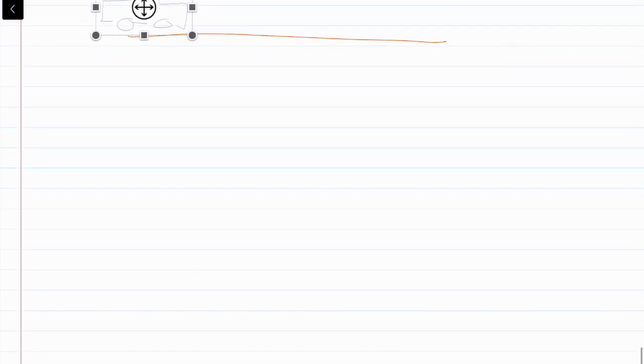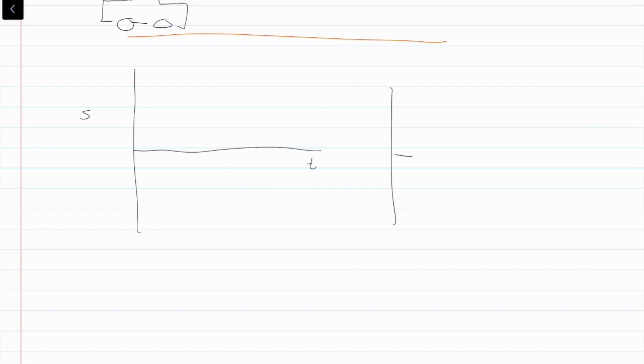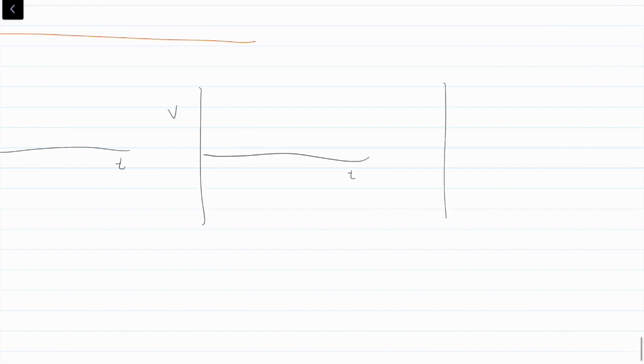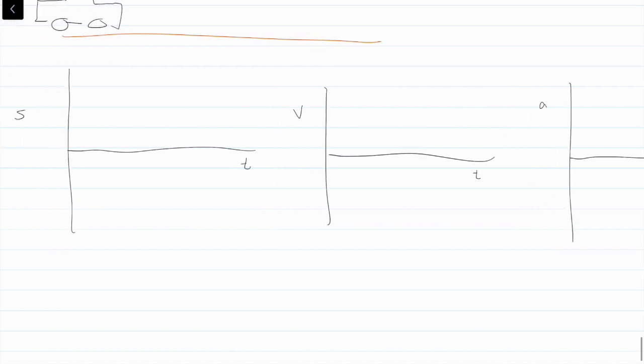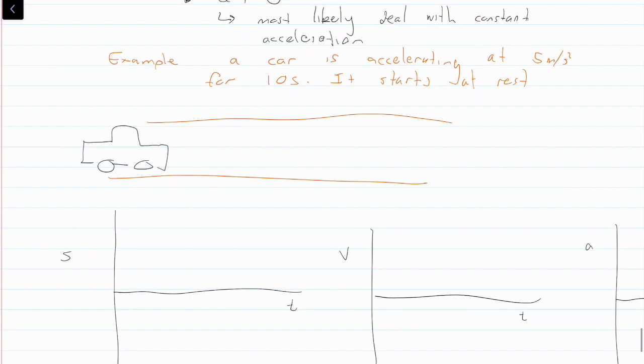Okay, so let's start drawing some graphs. So we have our displacement time graph, we have our velocity time graph, and we have our acceleration time graph. We should also probably say a car is accelerating at a constant rate.